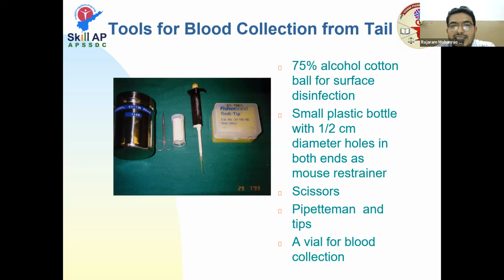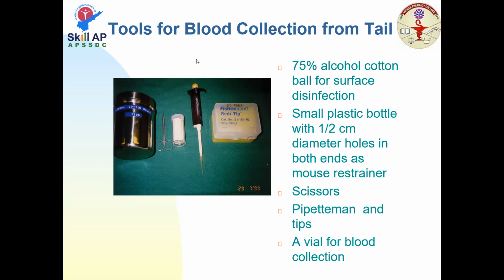Because we are following ethical principles, we have to treat animals like our friends and maintain some ethical principles. So we need 70% alcohol cotton ball for surface disinfection, and a small plastic bottle with 0.5 centimeter diameter holes in both ends as a mouth restrainer. In the next slide, I will show what the mouth restrainer is.